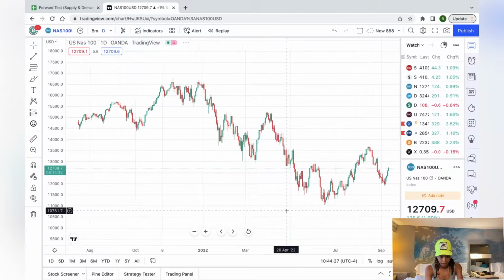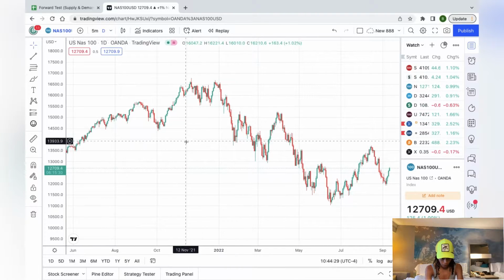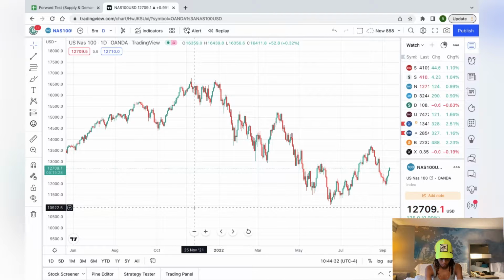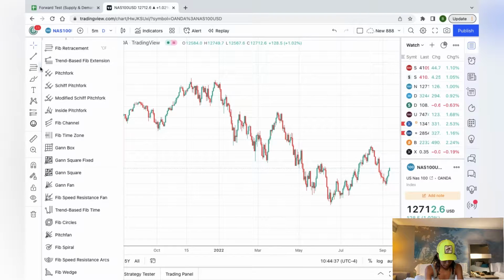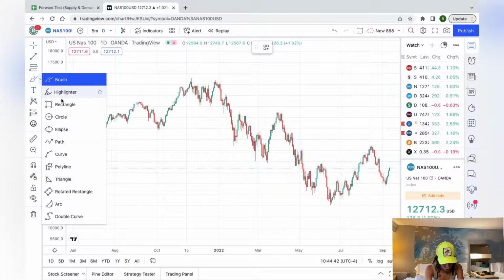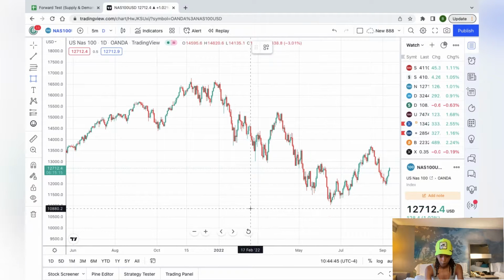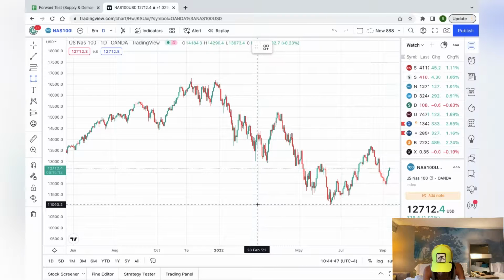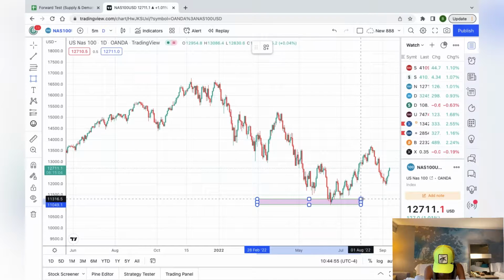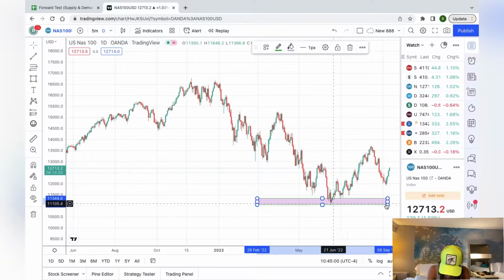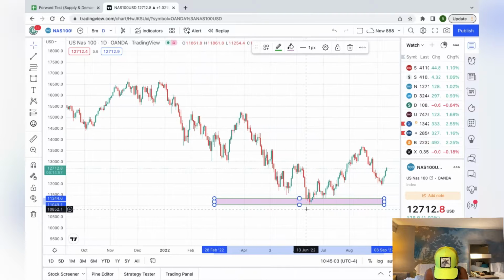All right, so right off the bat, family, we got our low right here. So this is where I would put a, hold up, let's get our tool. So this is where I would put a support zone. Right down here, family. And the way that I do my zones is I'll start it here. Let me zoom in.